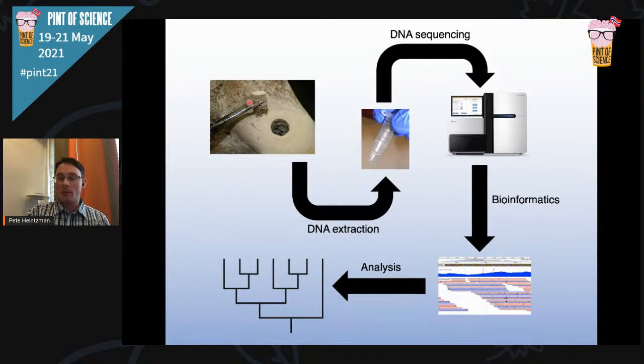Then we perform some bioinformatic analyses, which is basically a way of sorting out the DNA sequence data to make sense of it. And then we can analyze those data and build what we call phylogenetic trees, which are family trees, to look at the relatedness of these ancient populations or ancient species to living species or other ancient populations.